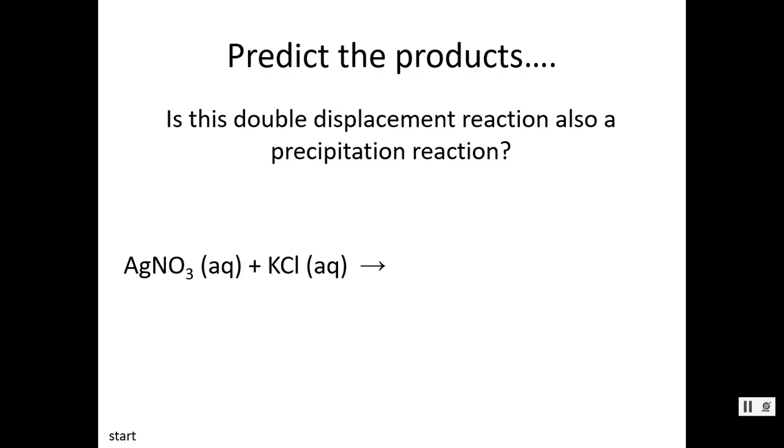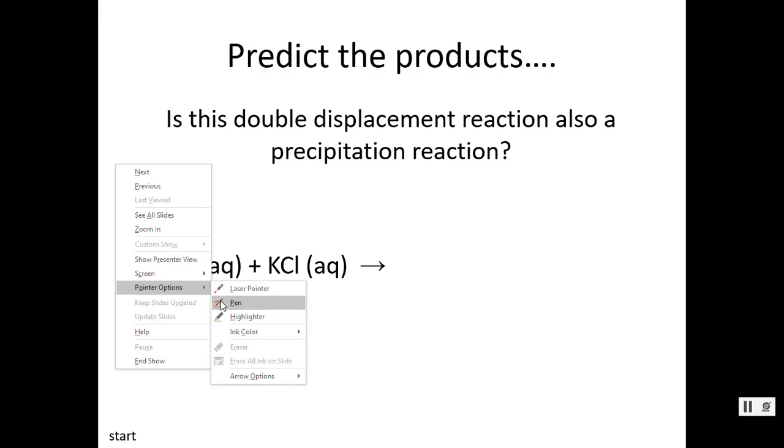So let's try our hand at predicting another double displacement reaction, specifically predicting the products. Let's determine if it is indeed a precipitation reaction, if a solid is formed. And then we're going to use this example to introduce the concepts of molecular, total, and net ionic equations. But first things first, let's predict the products of this double displacement reaction, and with that, using the solubility rules, determine if it's a precipitation reaction.